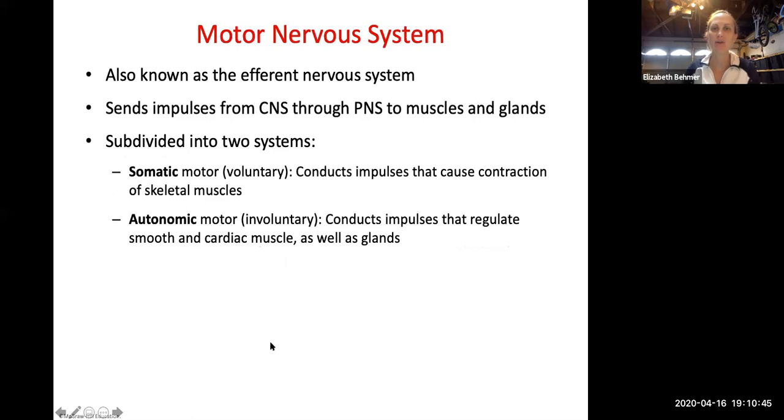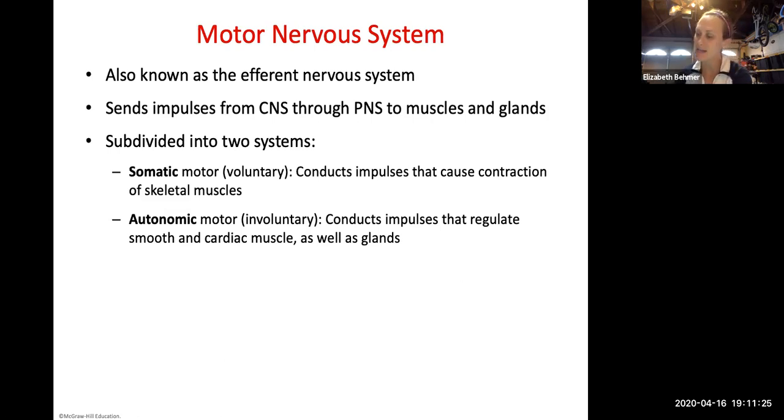Next slide then is your motor nervous system. So this is the answer to number 5. Your motor nervous system, we also call it the efferent, with an E, efferent nervous system, and that's because it will be the effector part of the nervous system. So it will send impulses from your brain through your peripheral nervous system to your muscles and glands. So your motor nervous system is the efferent nervous system, and this will be the one that controls the response to any sort of stimulus that your afferent or sensory nervous system perceives.